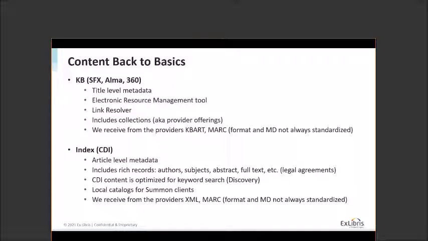KBART is actually a text file, basically a table with a list of the journals or the titles that are part of this title list, of this collection or provider offering. It has the title, it has the identifier, ISSN, EISSN, ISBN. Of course, it has the coverage, and it's important to understand that KBART is a standard in the industry, and of course, MARC is a standard in the industry.